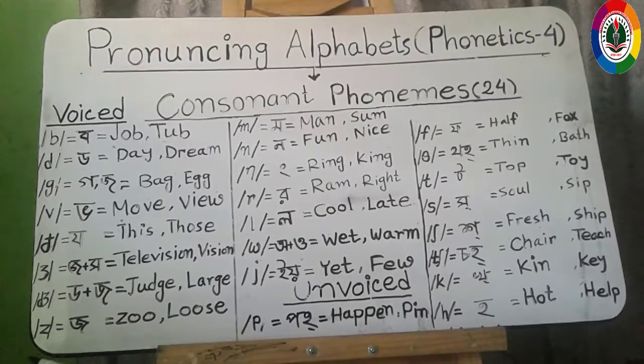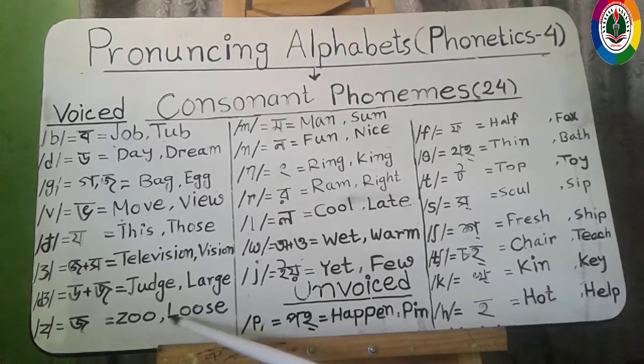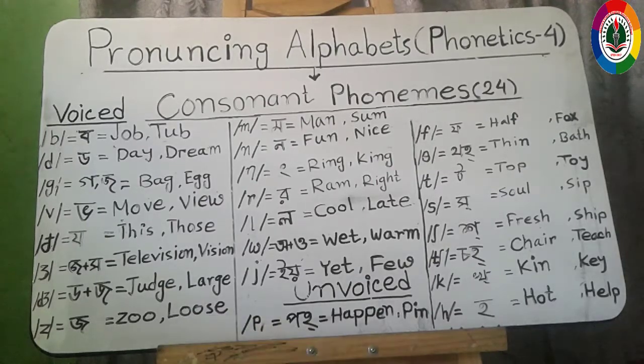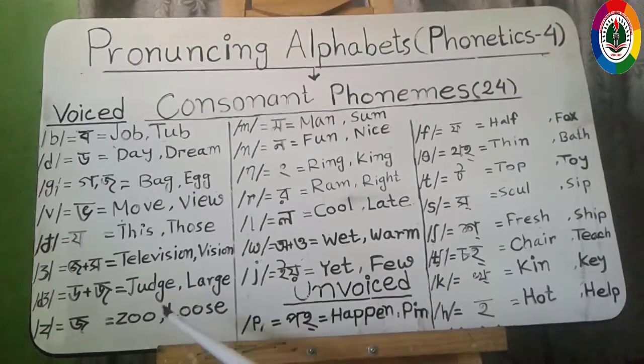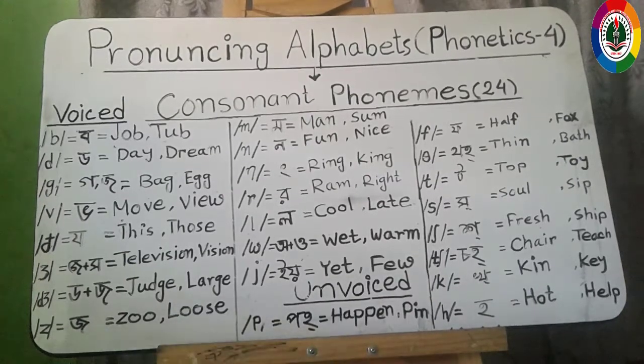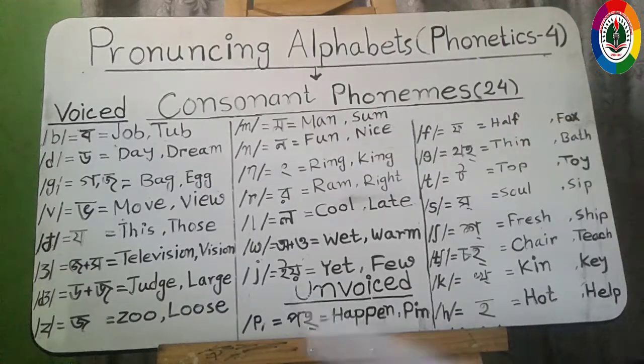The phoneme for this sign is "z", and the examples are like zoo, lose. So while you utter zoo and lose, there comes a phoneme like "z" up to our mouth. Let's move to this sign.